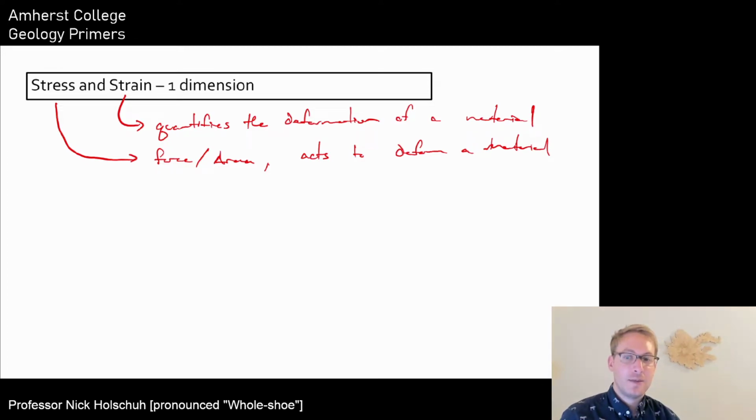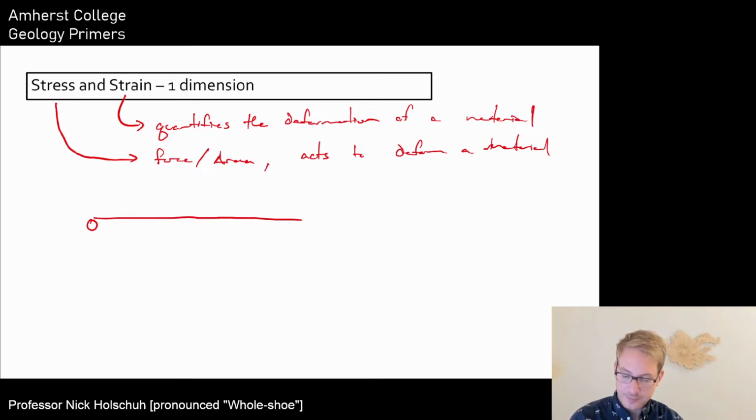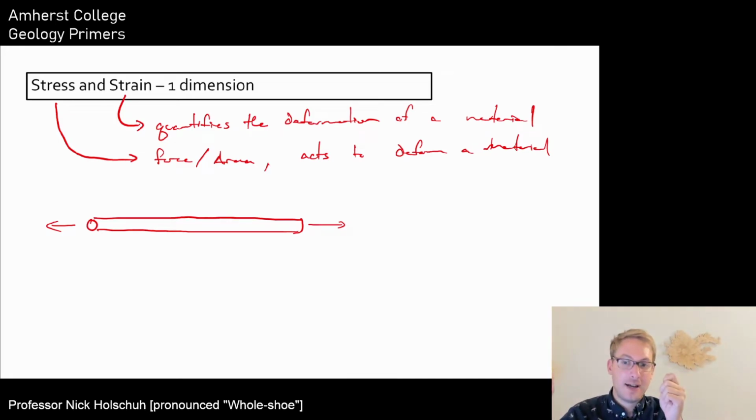Let's start by thinking about a one-dimensional material. So think about like a guitar string, for example. Here's our guitar string. We can apply a stress to the ends of this guitar string. We can pull on it. Or actually, let's think about a rubber band. We can apply a stress, pull on that rubber band, and change its length. Say it started with a particular length. When we pull on it, maybe it gets a little bit longer. We'll call that delta L, the extension of that rubber band.